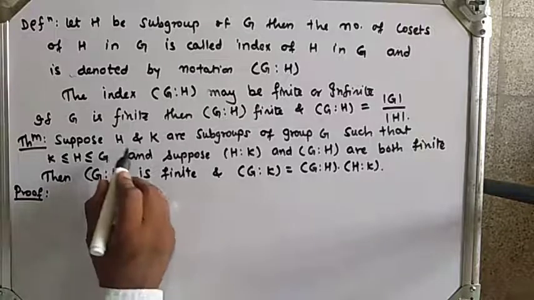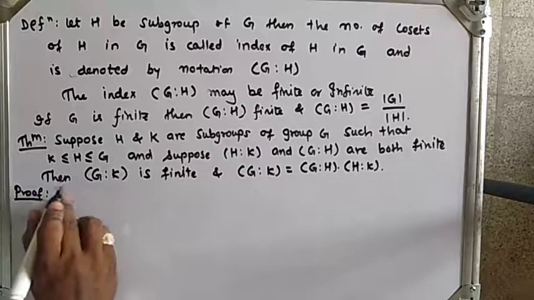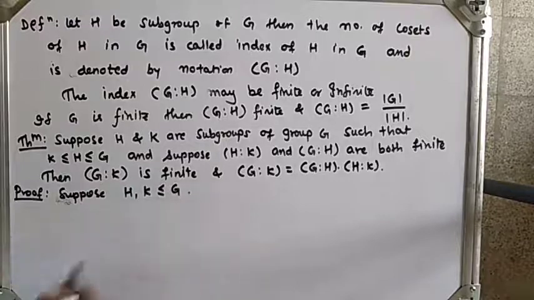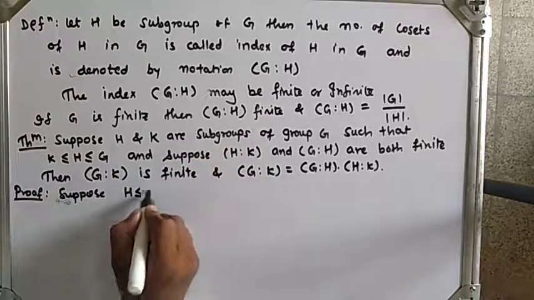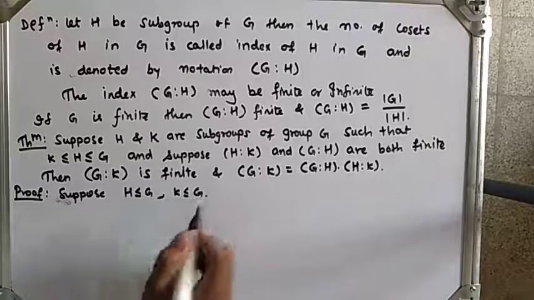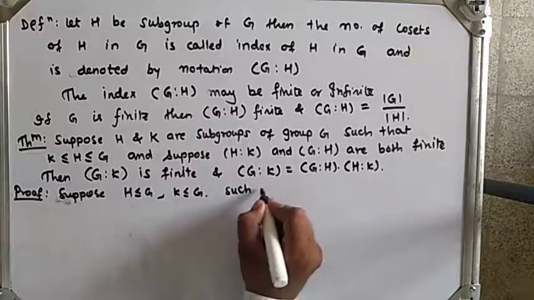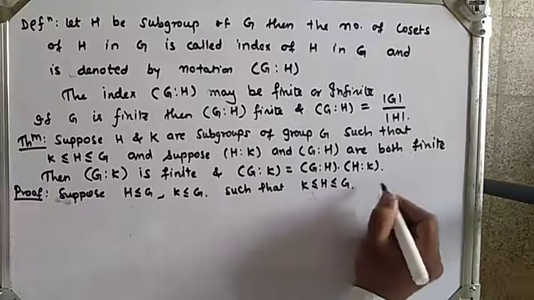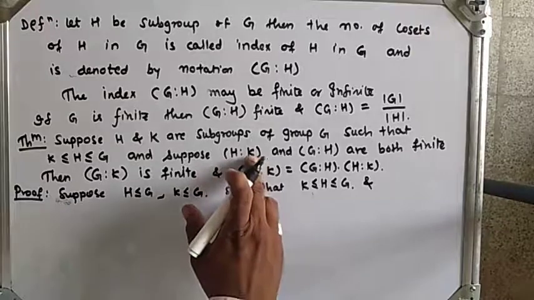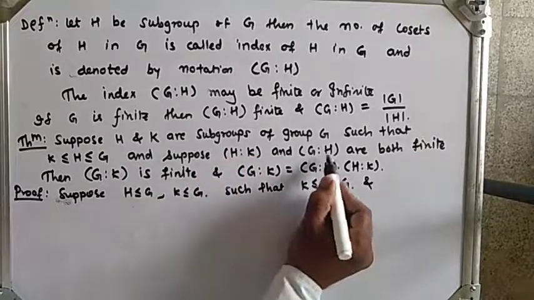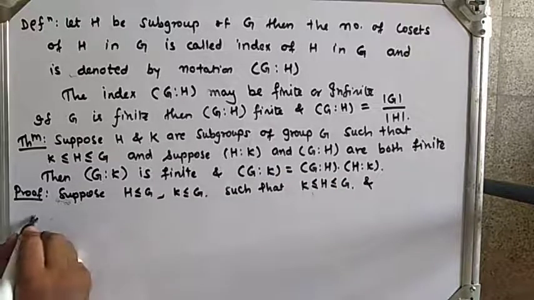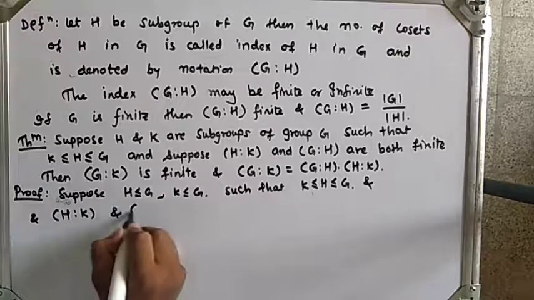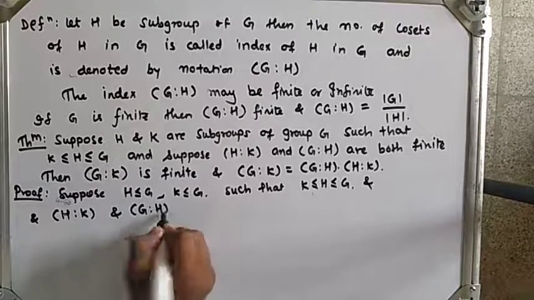So here we are given that H and K are subgroups of G. H is a subgroup of G and K is a subgroup of G, such that K is a subgroup of H, which is a subgroup of G, and we are given that the index of K in H is finite, and the index of H in G, [G : H], is also finite.